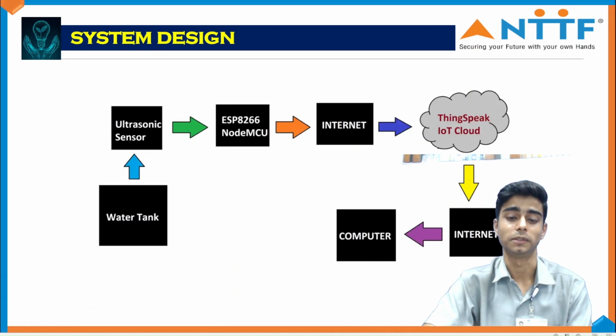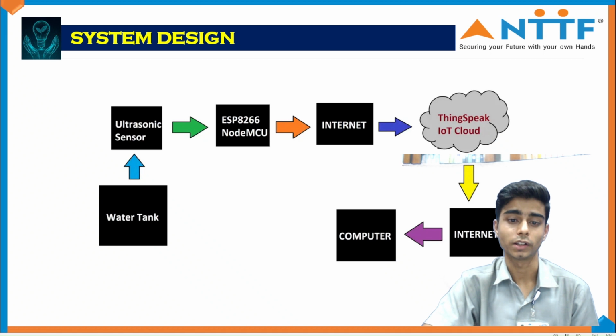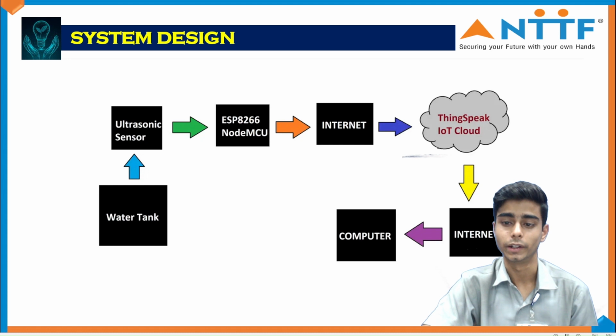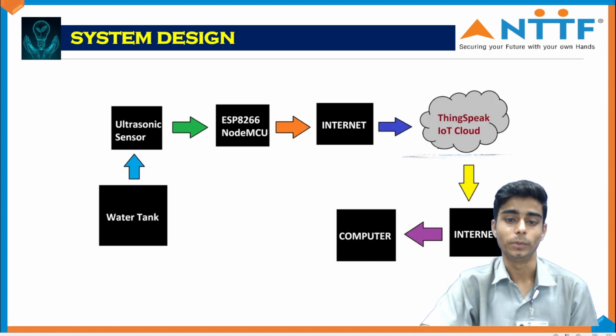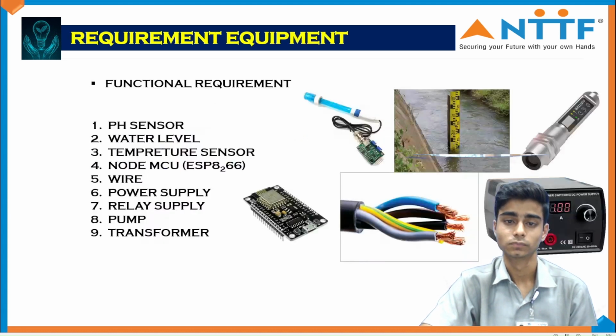This is the system design. The system design consists of a water tank, ultrasonic sensor, ESP8266 NodeMCU, which is a Wi-Fi module, internet, things with IoT cloud system, internet and computer. This works from the water tank. The ultrasonic sensor computes the water level and sends it to the ESP8266 Wi-Fi module, to the internet, and through the internet to the IoT cloud system, and to the computer.